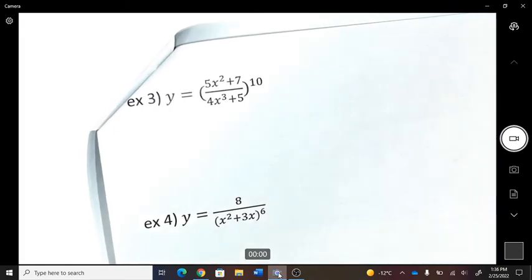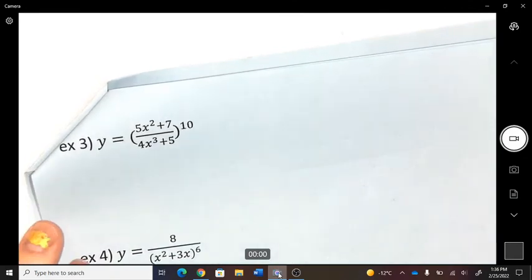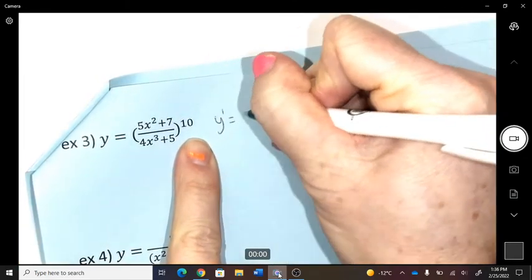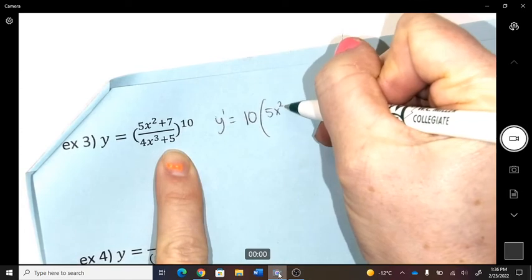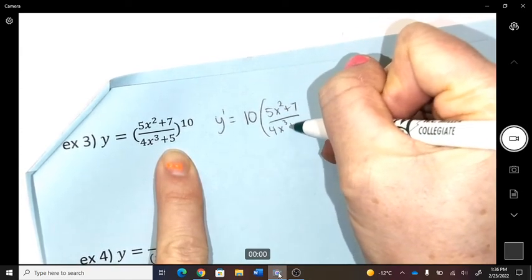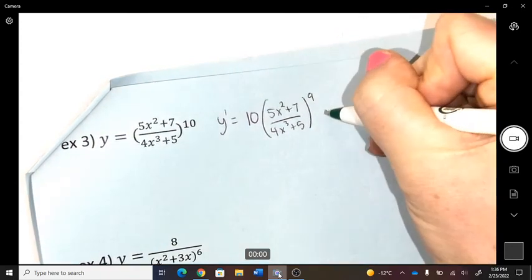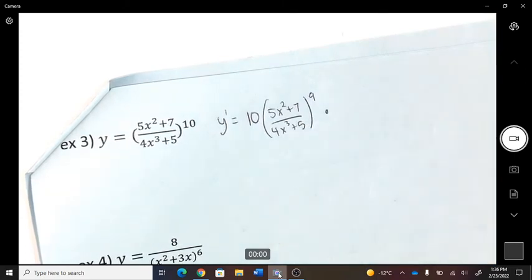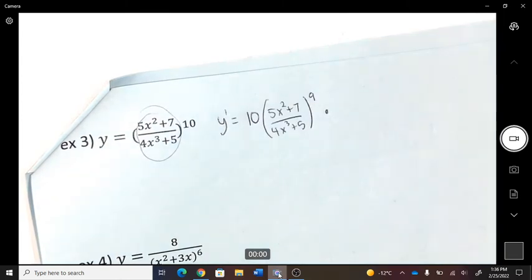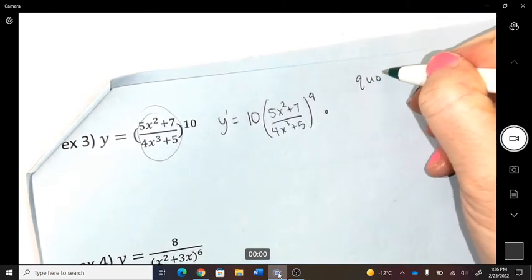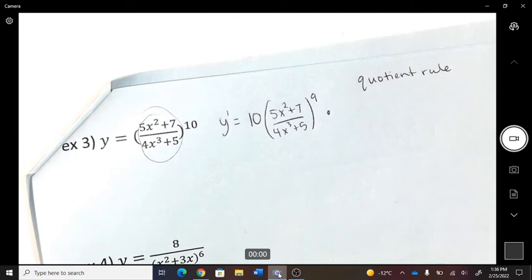Okay, now I'm going to tie a few things together. This one's going to get long. Okay, ready? Front times top equals 10 of the group to the 9th times the derivative of all that stuff. How are we going to derive this thing? What are we going to have to do when we derive that? We're going to have to do the quotient rule. Okay, so when we derive just that part, quotient rule.